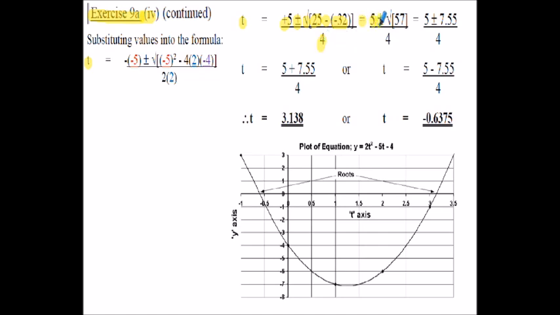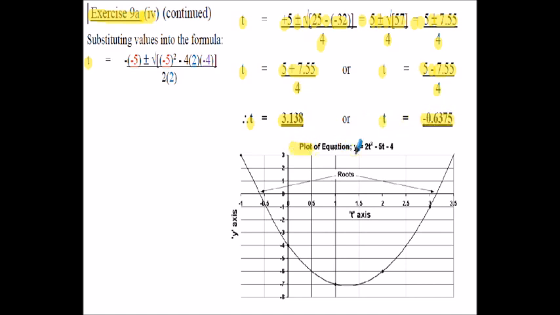And that's equal to 5 plus or minus the square root of 57. Don't forget the double negative, 25 minus and minus 32 is 25 plus 32. And that's all divided by the 4. And that's equal to 5 plus or minus 7.55 to 2 decimal places there, divided by 4. Now we've got our 2 solutions. t is equal to 5 plus 7.55 divided by 4, or t is equal to 5 take away 7.55 all divided by 4. That gives us t is equal to 3.138, or t is equal to minus 0.6375.